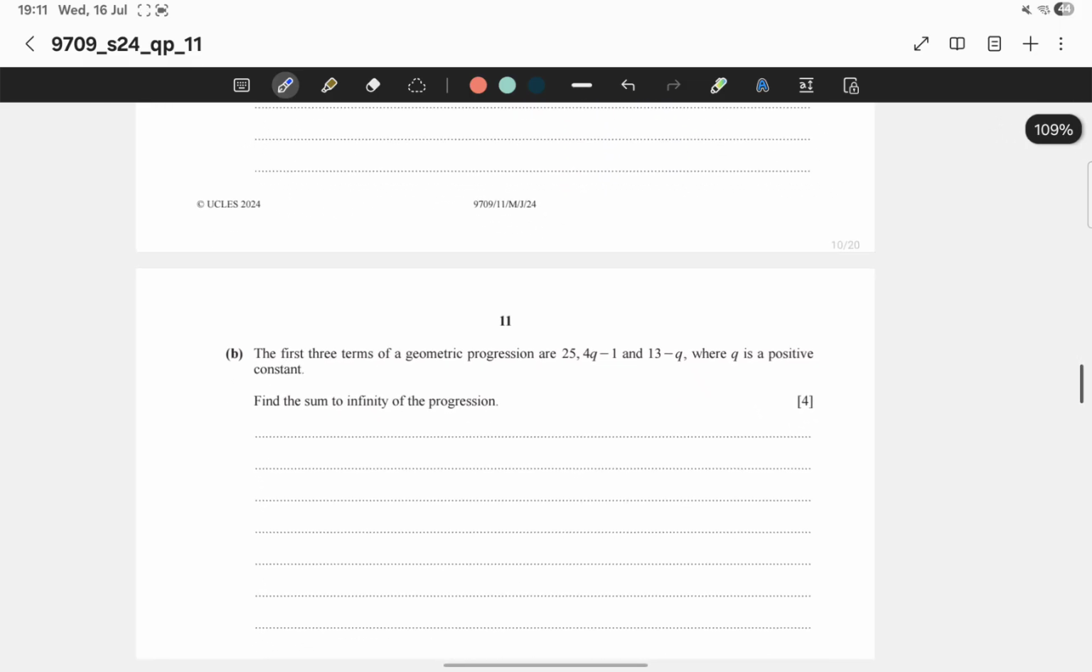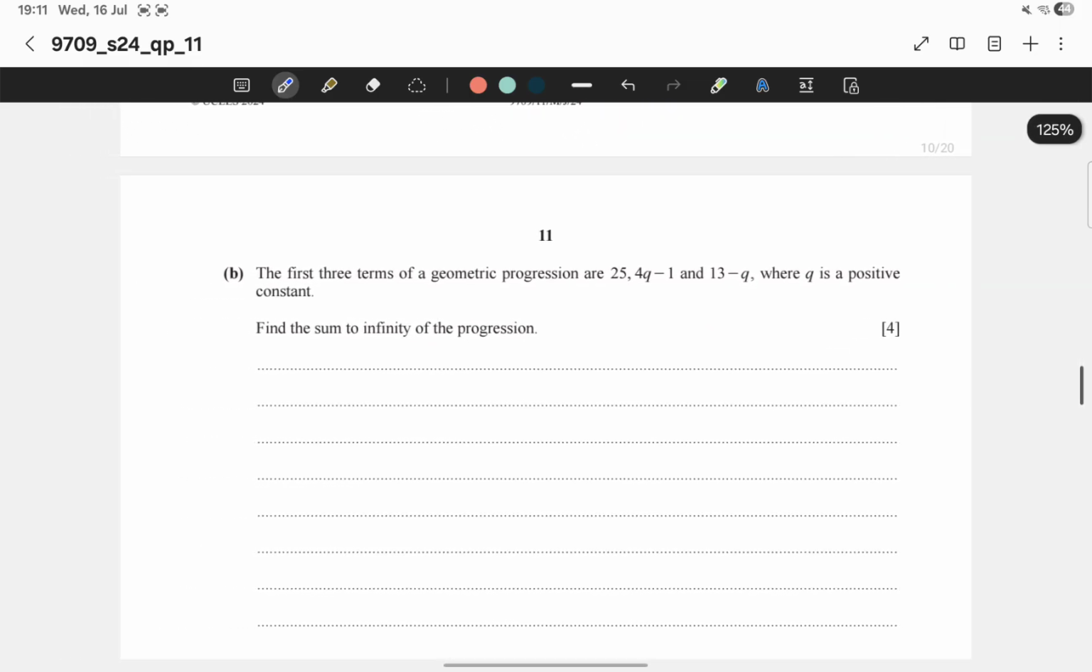So then we move on to part B, which says the first three terms of a geometric progression are 25, 4q minus 1, and 13 minus q, where q is a positive constant, meaning it's a positive number. Find the sum to infinity of the progression. So they've changed it slightly from the first one, which was AP. This one is now GP, geometric progression.